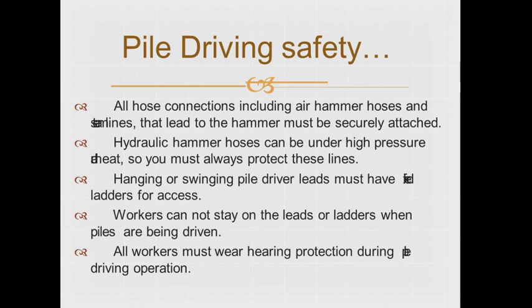So, selection of the pile driving hammer. Some factors should be considered during selection of a pile driving hammer. The first one is the size and type of pile. Next, the number of piles. Next, the character of the soil. Next, the location of the project. Next, the topography of the site. Next, the type of rig available. Next, whether driving will be done on land or water. So all these factors should be considered during selection of pile driving hammers for construction or foundation purposes.